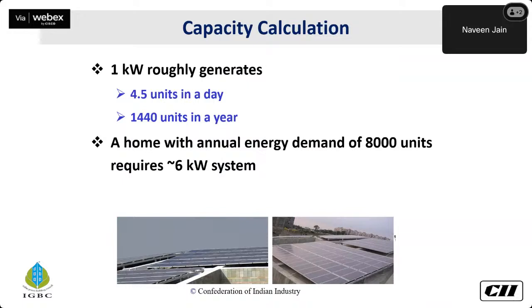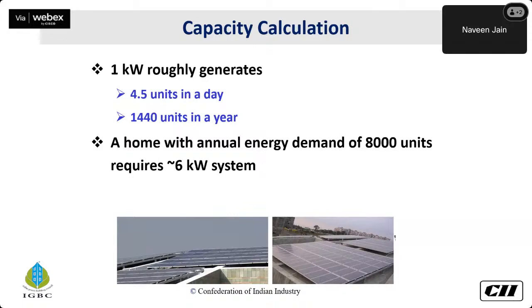See, these are for simple calculation. If you see how much 1 kilowatt of solar can generate, right now the technology has advanced a lot. Earlier it was said that 4 units per kilowatt is the maximum generation you can get. Now you can get more than 6 units per kilowatt in the peak time. But averaged out over the whole year, you can get 4.5 units in a day, and 1440 units per year. Right now, good efficient modules are available.